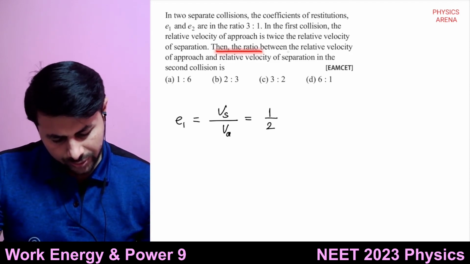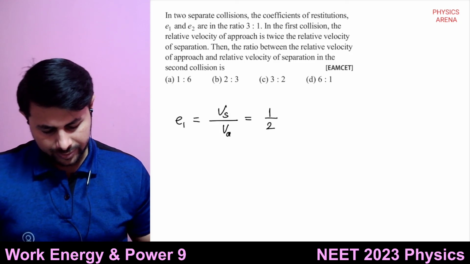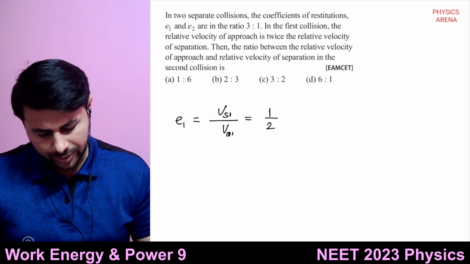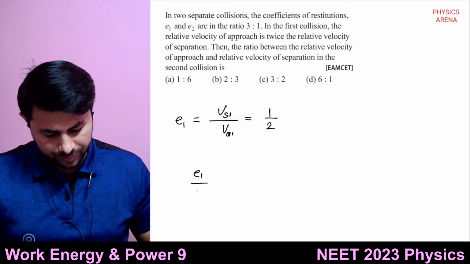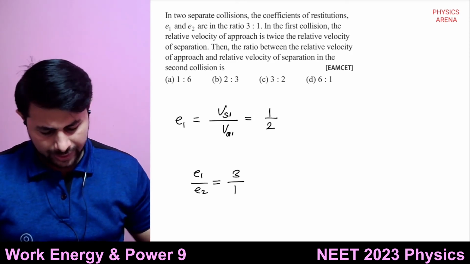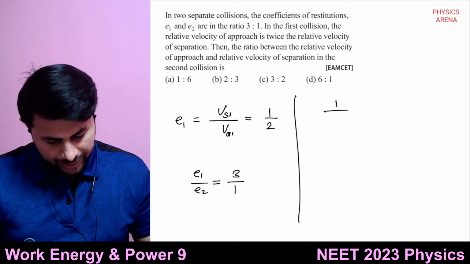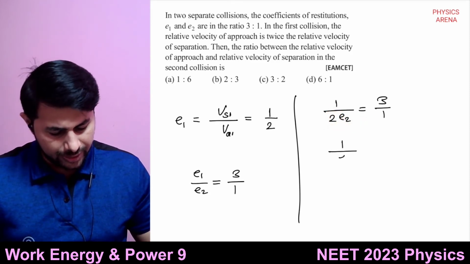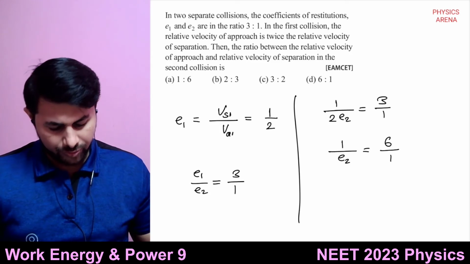Then the ratio between the relative velocity of approach and relative velocity of separation in the second collision is, okay, this is for the first one. And for the second we want to find out the ratio between velocity of approach and velocity of separation. So E1 is to E2 is equal to 3:1. This is given. And E1 we found is 1 by 2, so we can substitute that. So we get 1 by 2 E2 equals 3:1. If we move this 2 to the other side, we get 1 upon E2 equals 6:1, right? And this is what we wanted to find out.